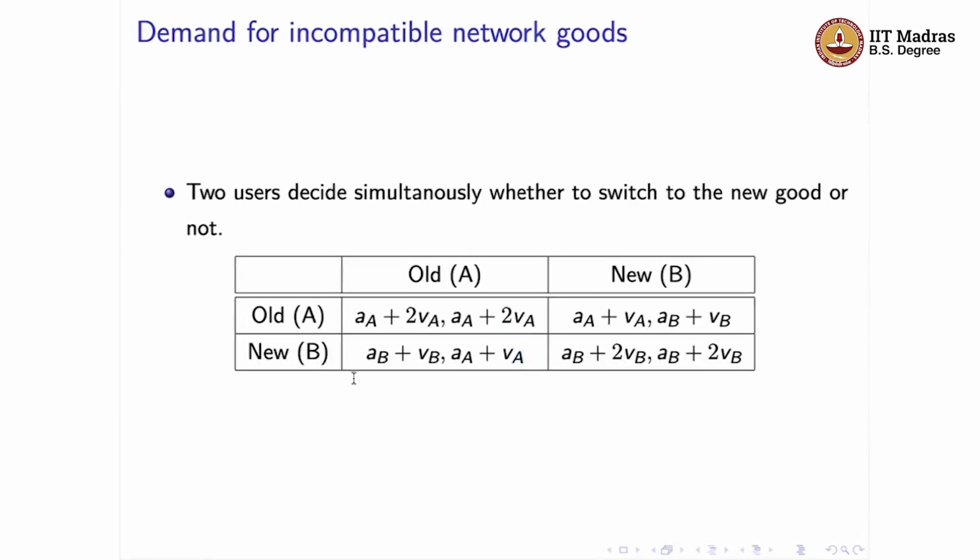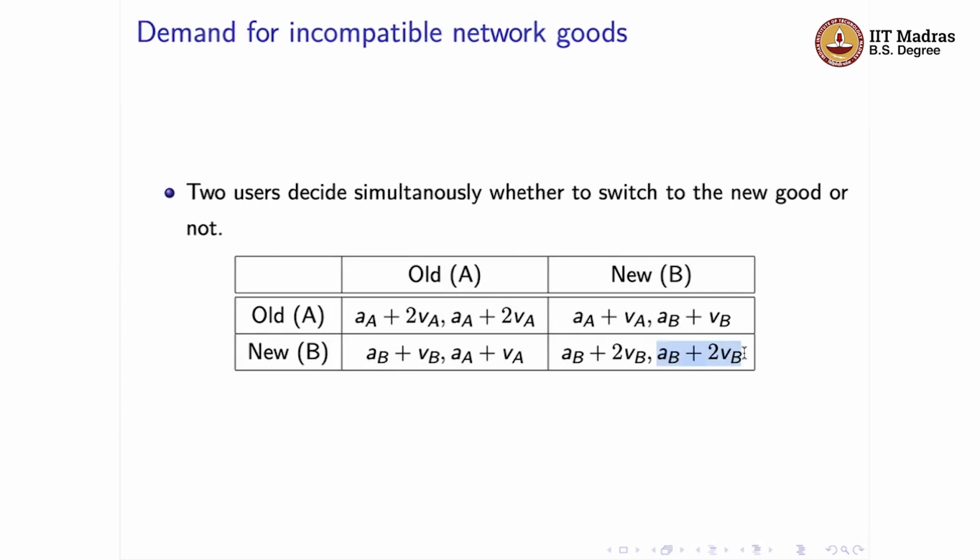Suppose that you think that the first player choosing the new good B and the second player choosing the old good A is an equilibrium. What would this require? This would require, for instance, that AB plus VB has to be greater than or equal to AA plus 2VA. And it would also require AA plus VA to be greater than or equal to AB plus 2VB, right? This is the standard definition of Nash equilibrium.